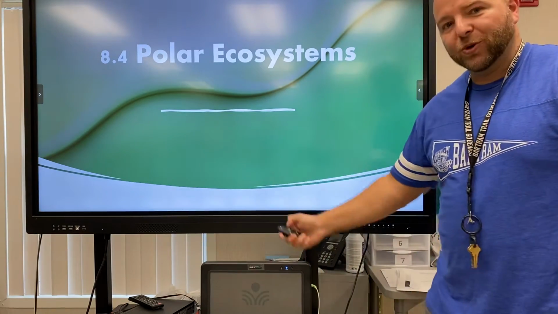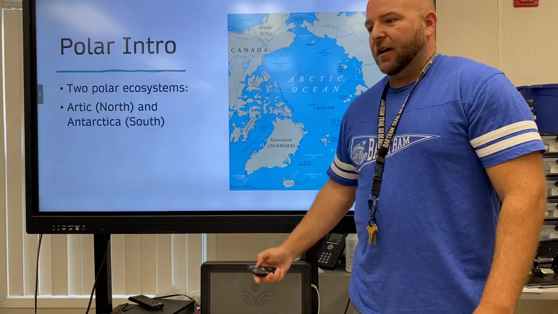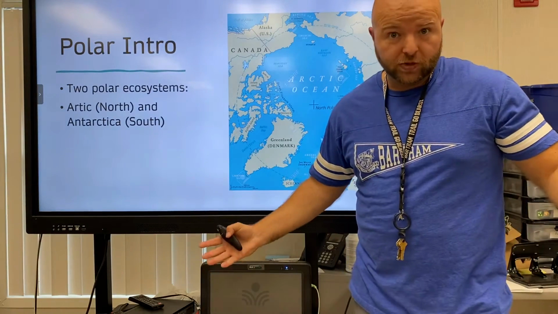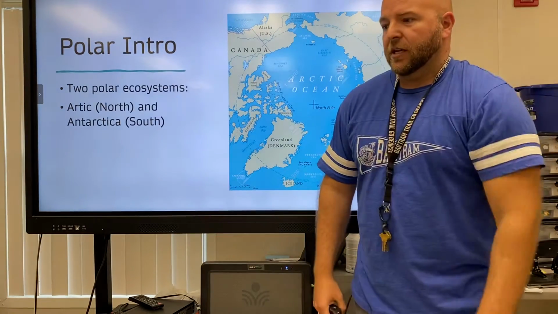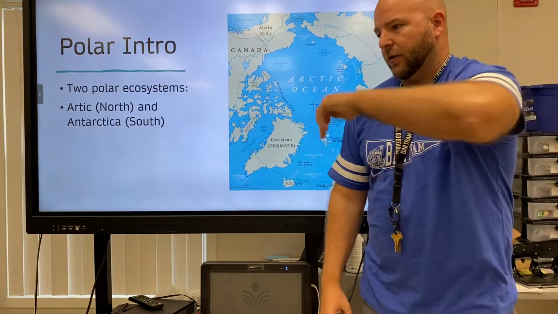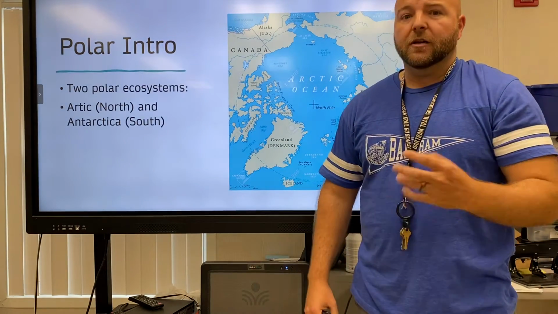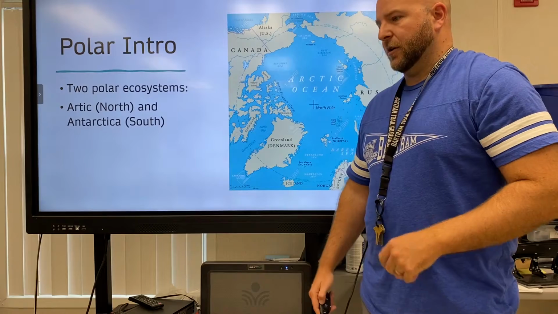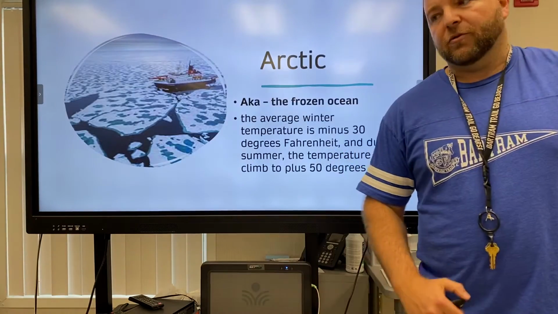We're looking at polar ecosystems today. We have two poles, and so we have two different polar ecosystems: the Arctic around the North Pole, and then Antarctica in the Southern Hemisphere around the South Pole. We'll start off with the Arctic.